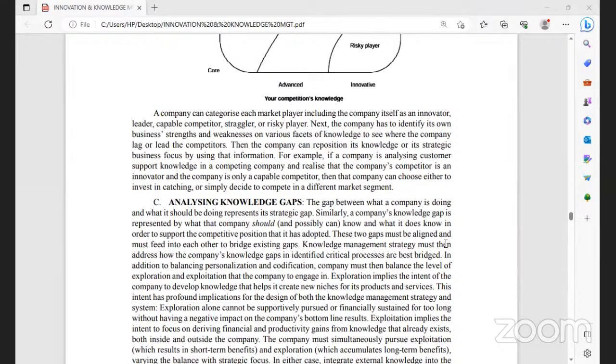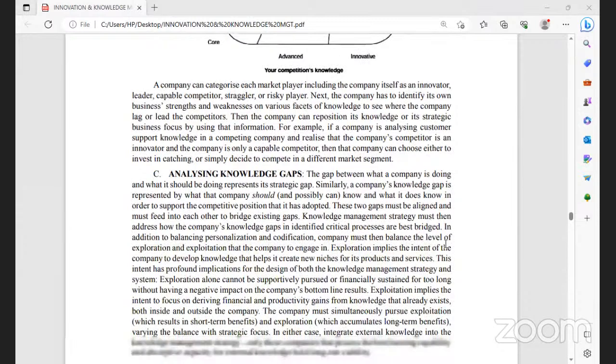Next, the company has to identify its own business strengths and weaknesses on various facets of knowledge to see whether the company lags or leads the competitors. Then the company can reposition its knowledge or its strategic business focus by using that information. And the next part is analyzing knowledge gaps.